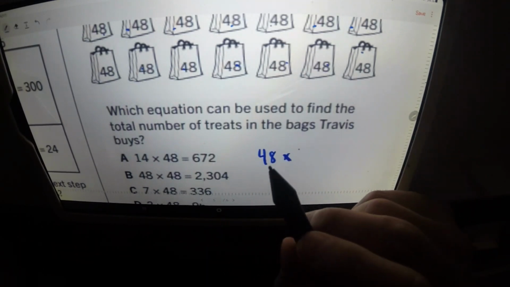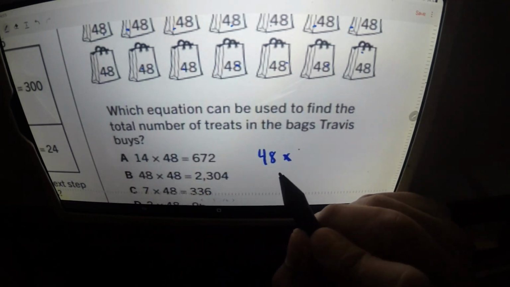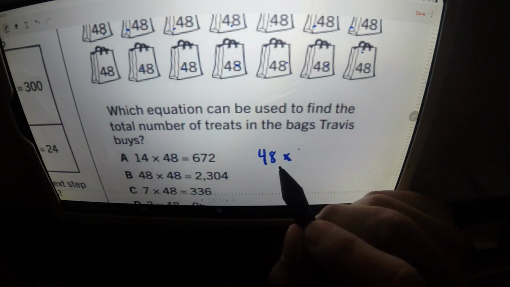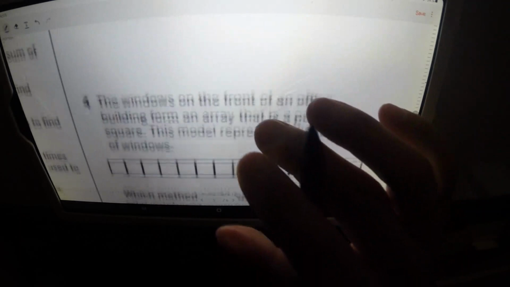All right, I don't want to give you the answer. So you just count how many bags, and that'll give you the equation. One of these equations is correct. So 48 treats times how many bags? That's the hint I'm giving you. Figure that one out on your own.